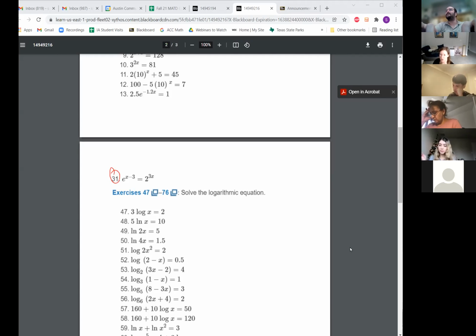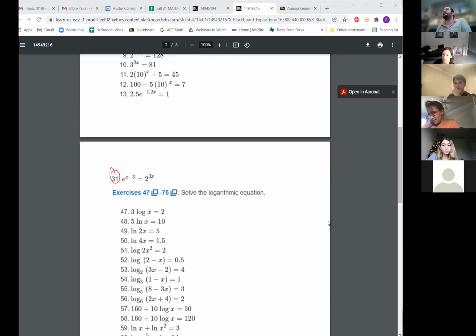Does anyone have a suggestion just for the first step to help Vanessa get started? Yes, I think we write both sides the same, and the right side is 2 to the power of 3x is going to be 8 to the power of x, and we take the natural ln of both sides. Okay, so that's the first step, right? Our first step is taking the natural log.